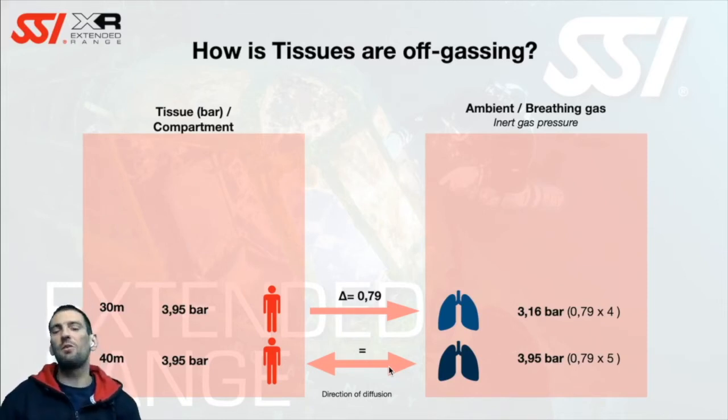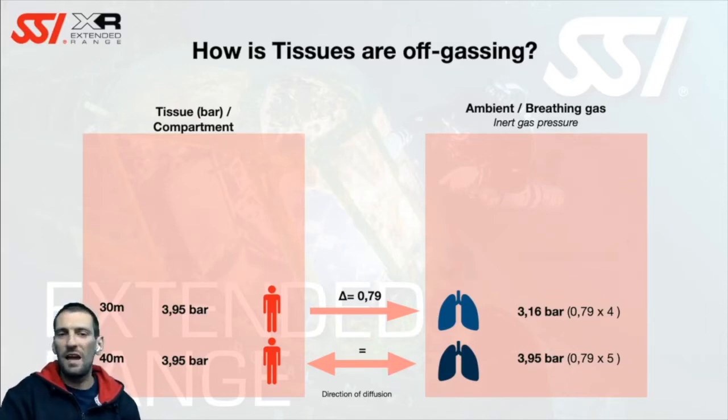So let's imagine for our exercise that we have our body fully saturated at 40 meters and then we ascend to 30 meters. What happens now, we create the same pressure difference between our body and the gas we're breathing, but now it's the other way around. Now the pressure in our body is higher than in the gas we're breathing, so the gas will travel out, will be off-gassing, simply because there's more gas in our body than at ambient pressure or in the breathing gas, so we'll be off-gassing because gas is always traveling from where it's more to where it's less.